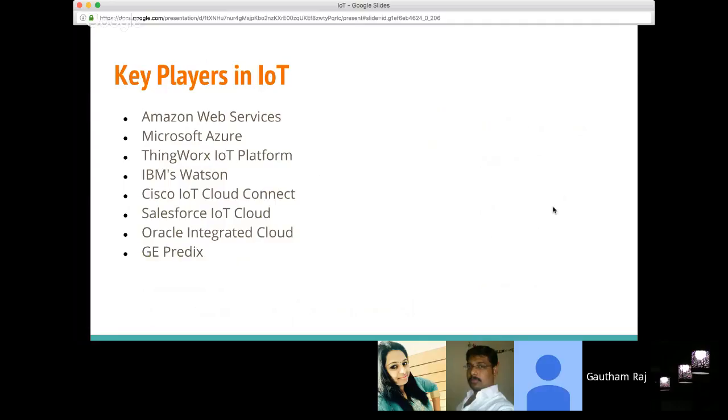So these companies are the key players in IoT today: Amazon Web Services, Microsoft Azure, IBM's Watson, and these are the key players in the IoT market.